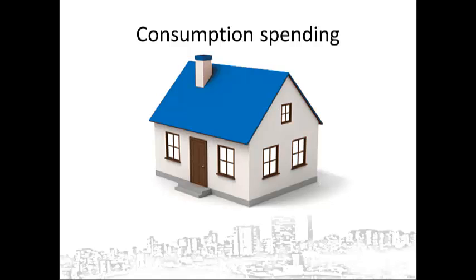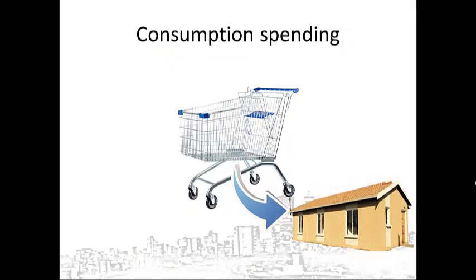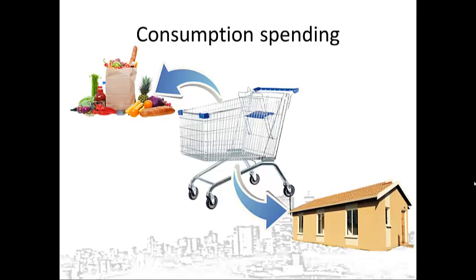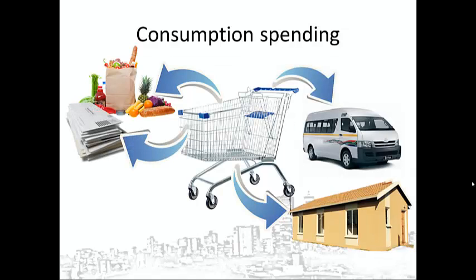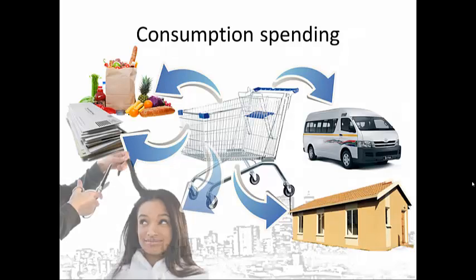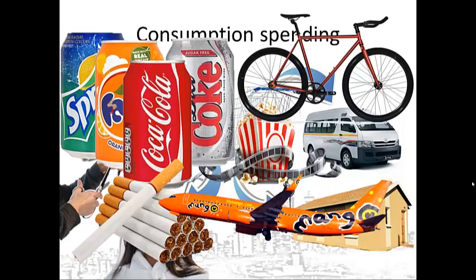Households or consumers buy different types of things every single day. We can buy a house to live in. We buy food. We have to pay for transportation. We have to pay the bills. We even pay for services like getting our hair cut. Consumers buy a wide range of things every single day.